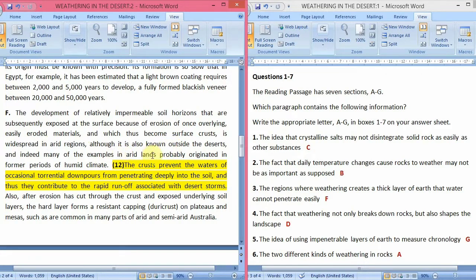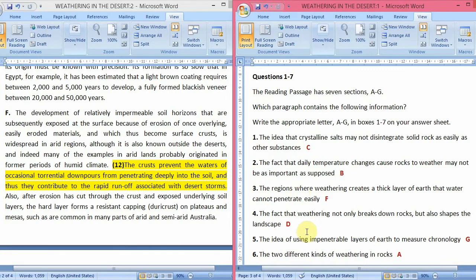And although it is also known outside the deserts, and indeed many of the examples in arid lands probably originated in former periods of humid climate, the crusts prevent the waters of occasional torrential downpours. So a downpour is a very heavy rain, from penetrating deeply into the soil. So these thick layers of earth at the surface prevent the water of the rain from penetrating deeply into the soil. So it is not very easy for water to penetrate these layers of earth, which are formed when weathering takes place in arid regions. So the regions are arid.